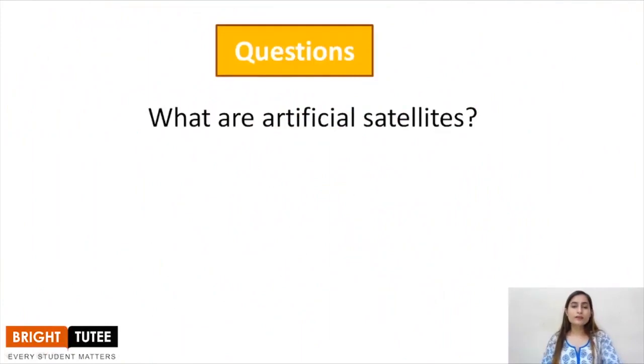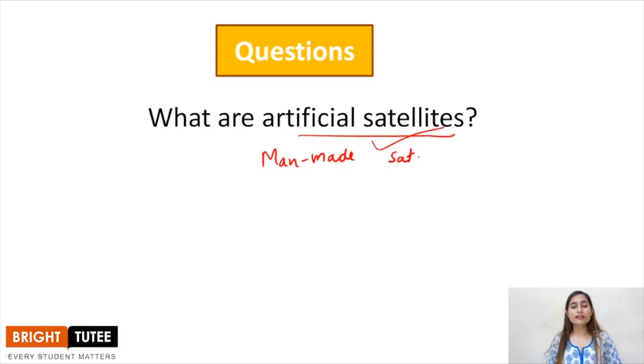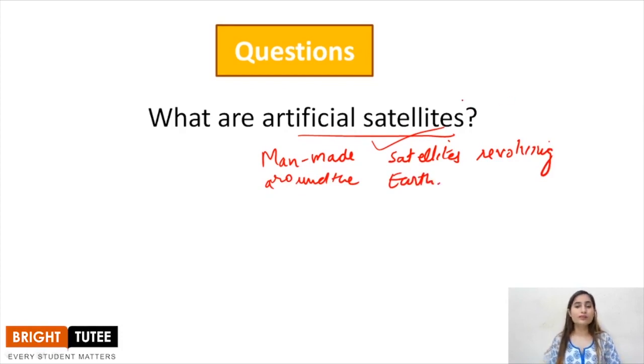Hello students, in this lecture we will be discussing the important questions related to the last topic of this chapter. Right, so the first question is, what are artificial satellites? Students, artificial satellites are the man-made satellites revolving around the earth. Right, they are man-made and they have different uses such as telecommunication, weather forecasting, to send television and radio signals. These are some of the functions of satellites.